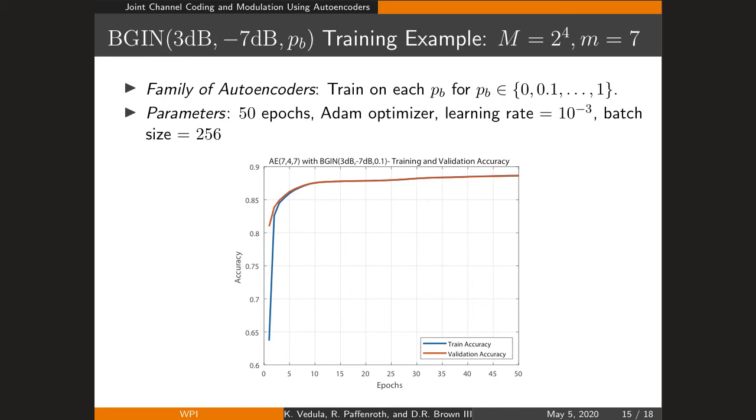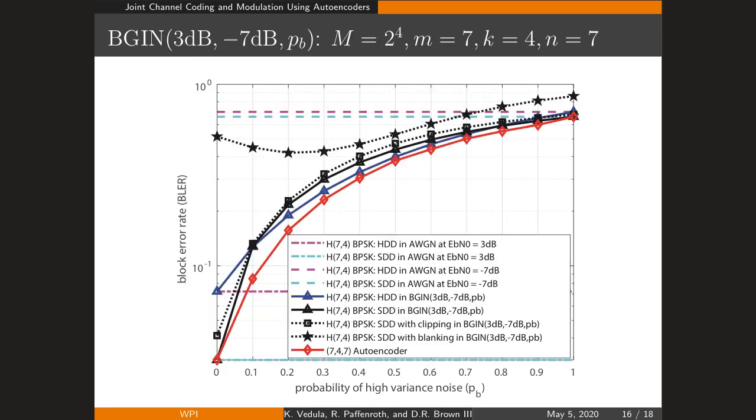And here is the training and validation accuracy for PB equal to 0.1. That means there's a 10% chance of getting a bad channel and a 90% chance of getting a good channel. And we see that we reach about 90% accuracy with the autoencoder. Now let's see some results for the BGIN channel with a good channel SNR of 3 dB and a bad channel SNR of minus 7 dB. And the rest of the parameters are similar to the 7/4 Hamming code plus BPSK. Notice that the axes have changed.